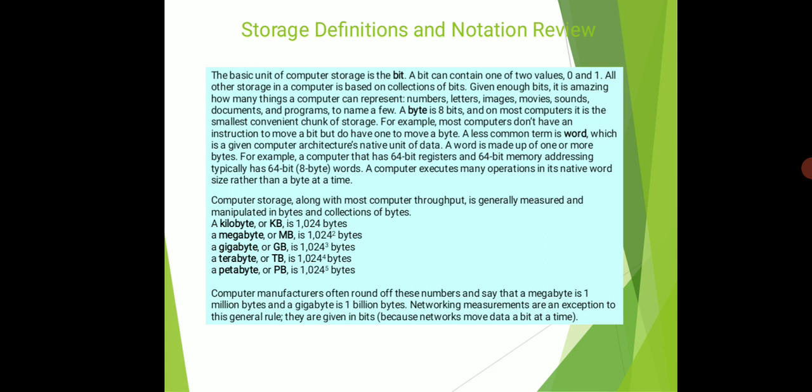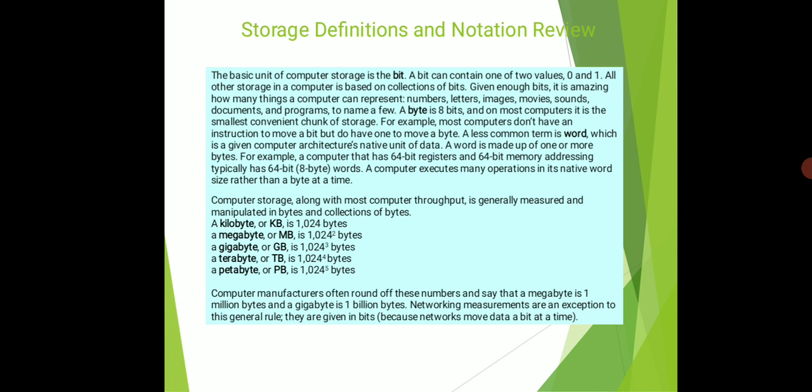So computer storage, along with most computer throughput, is generally measured and manipulated in bytes and collections of bytes. A kilobyte, called KB, is 1024 bytes. A megabyte or MB is 1024 squared bytes. Next GB, gigabyte, terabyte, TB and petabyte, PB. So we have equivalent bytes for those things.